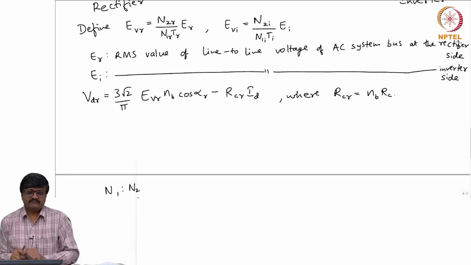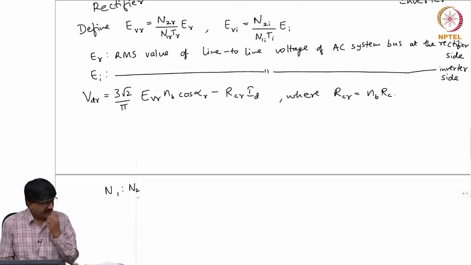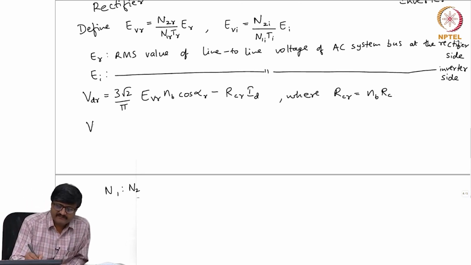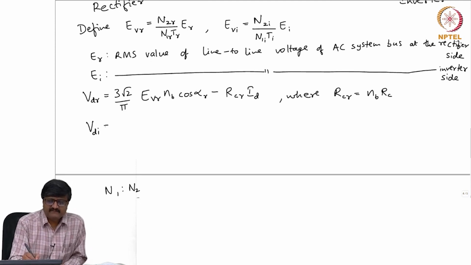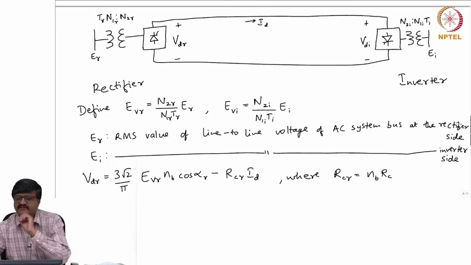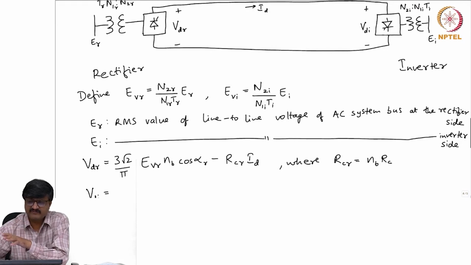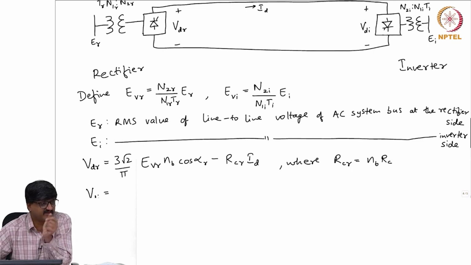Now, this is as far as the rectifier is concerned. If I want the inverter, VDI, if you look at this circuit, the inverter side DC voltage is VDI. Please note VDI is not equal to VDR, because the transmission line can have a resistance and hence a drop across this resistance.